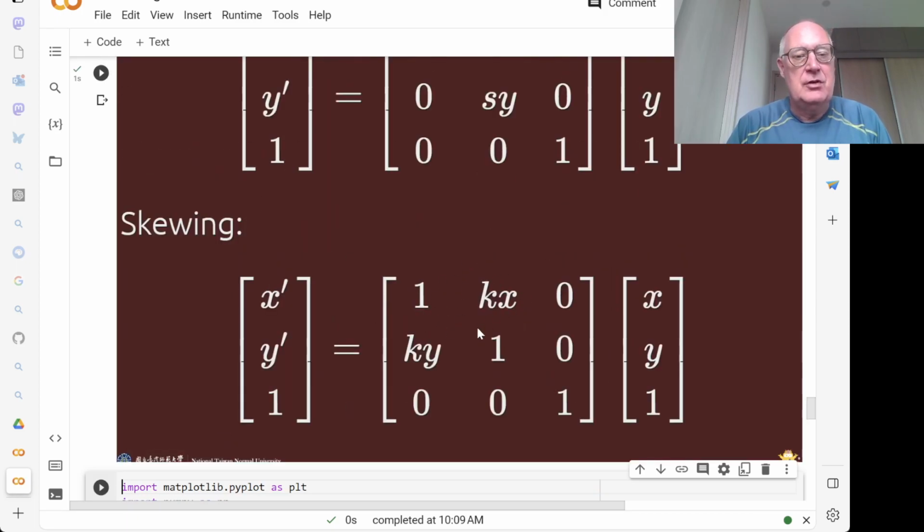That's what the skew matrices look like. Now skewing is sort of when you tilt the image like that. Either this would be skewing along the y-axis, or shifting it up and down on one side. That will be shifting it along the x-axis.